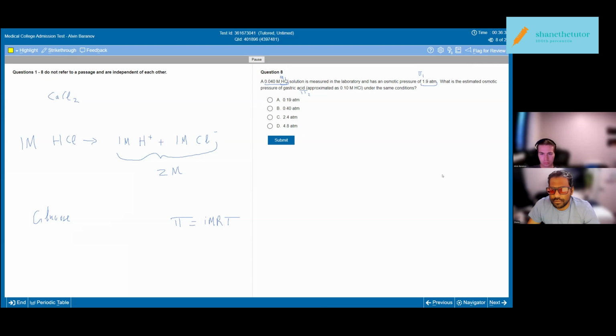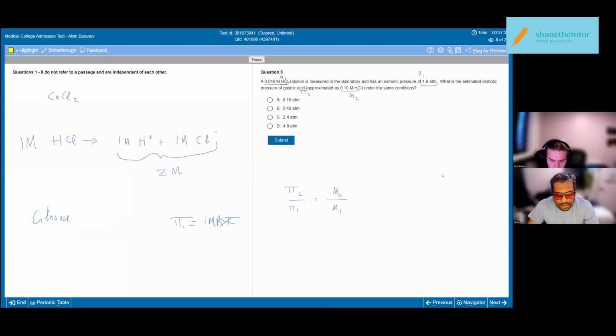0.1, wait, where is that? Okay, so I guess this is M2, right? Yeah. Okay. Now, thankfully, we don't have to worry about the things that are constant, like the RT. So we can probably just make a proportion here, right? We can say pi 2 over pi 1 is equal to M2 over M1, and we just have to solve for pi 2.